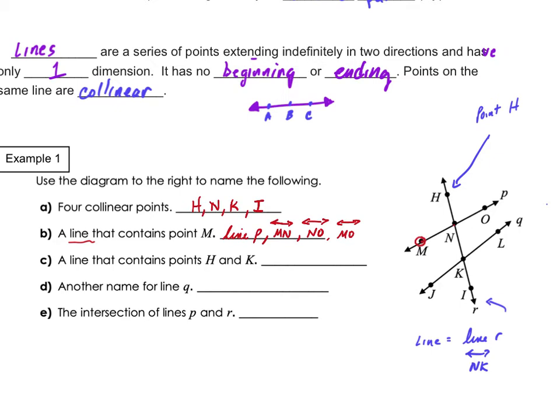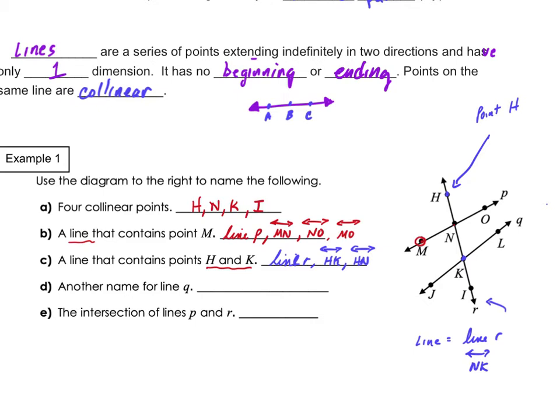And let's see here. It says a line that contains points H and K. Under the same premise, H and K, here we go, H is right here and K is right here. So again, I could say that that is line R. I could also say that it is line HK. It could also be line HN. There's many different ways to label, to identify that as a line.